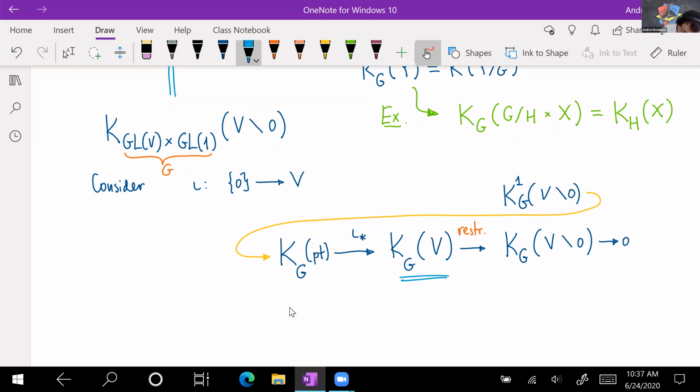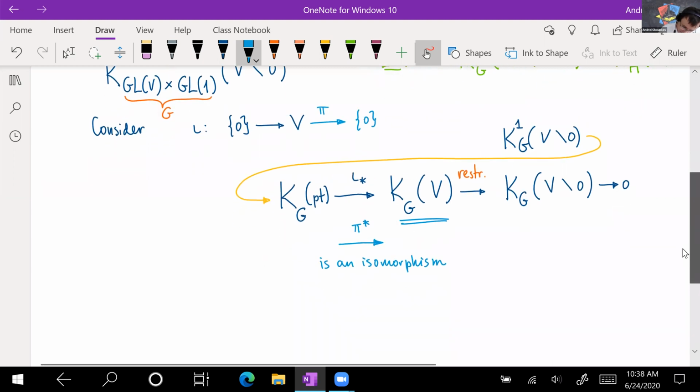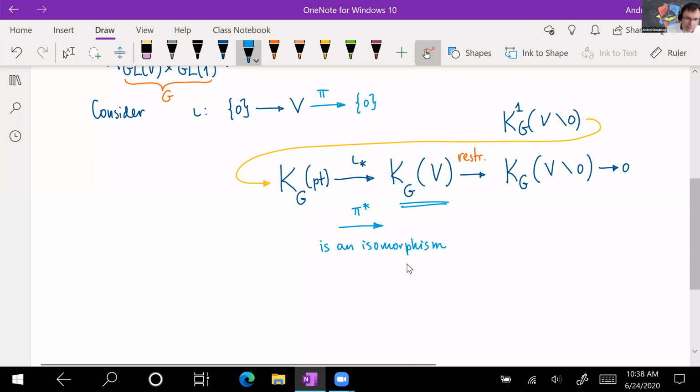Another way of saying this is that if I consider the other map, the projection map, call it pi, then the pullback with respect to pi is an isomorphism. So this map is an isomorphism. I apologize. Okay, and so that means what we need to compute is, let me get a drink of tea.